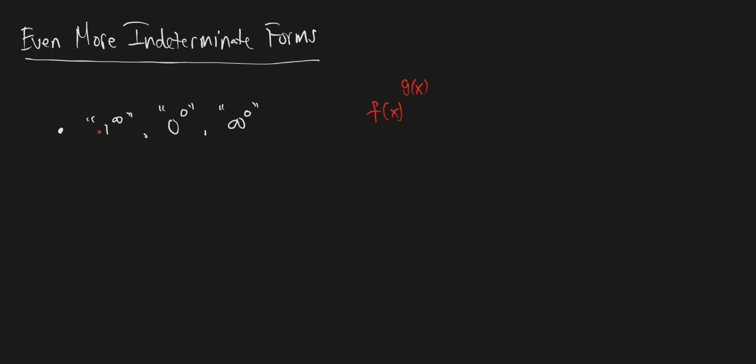This particular one is saying that the base is approaching 1, but the exponent is approaching infinity, getting very, very large. This is saying the base and the exponent are both approaching 0, so both are getting arbitrarily small. This is saying the base is getting arbitrarily large, but the exponent is getting arbitrarily small. How do we handle all of these?